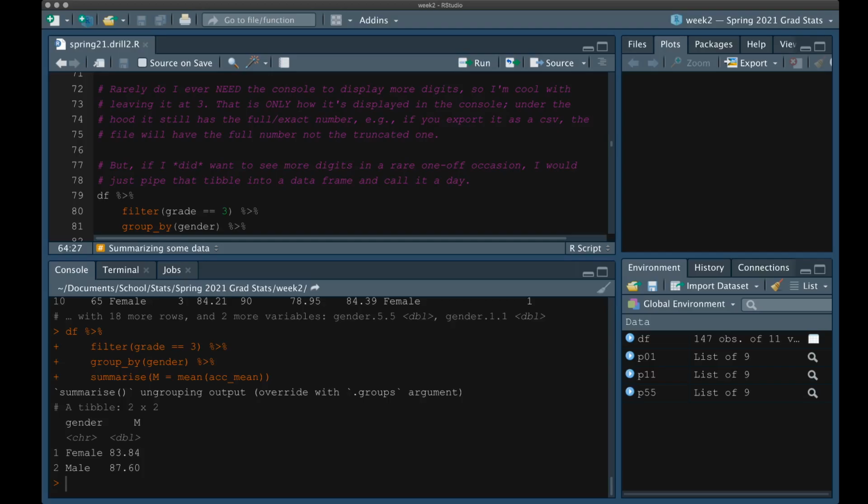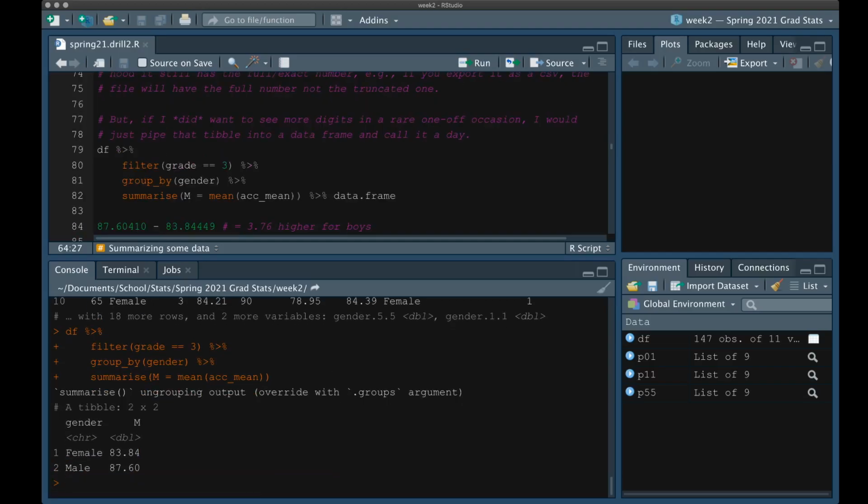And under the hood, even if it only displays 83.8, it still knows the full numbers. And if you were to export this Tibble into, say, a CSV and open it up in Excel, this would give you the full number. So the number is still there if you need the full number. It just defaults to 3 significant digits to try to keep the console as decluttered as possible.